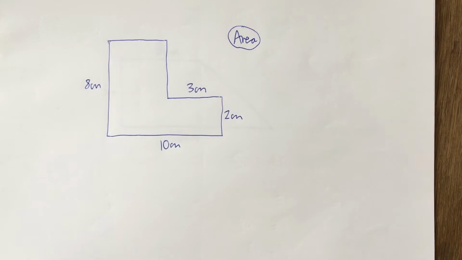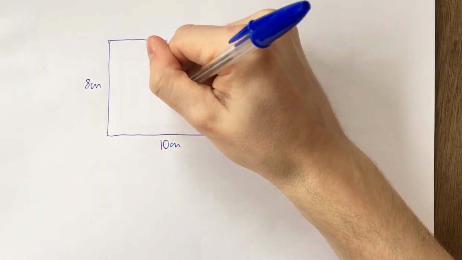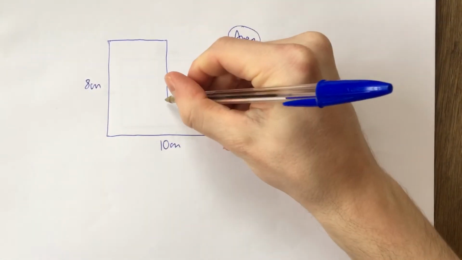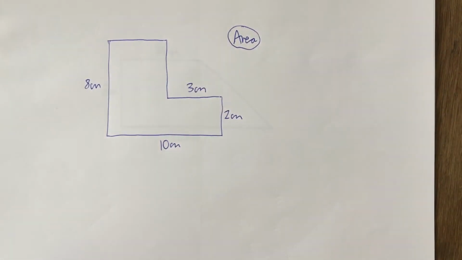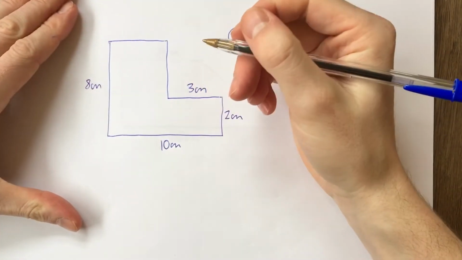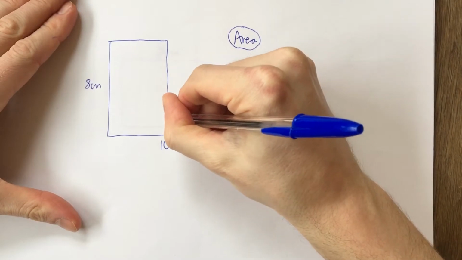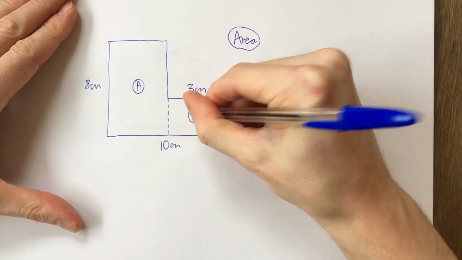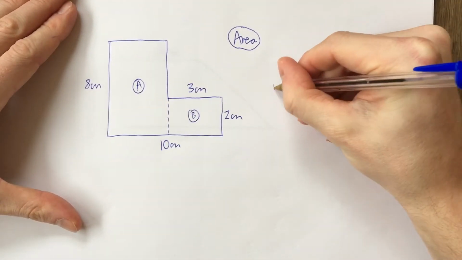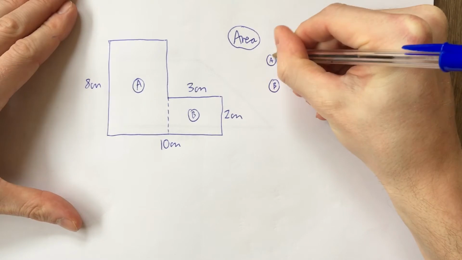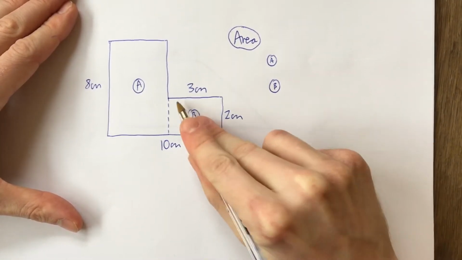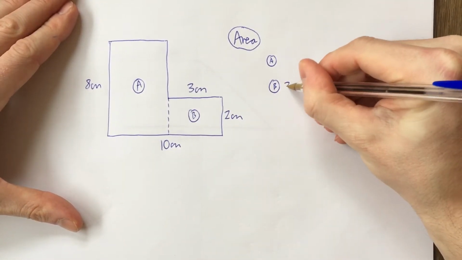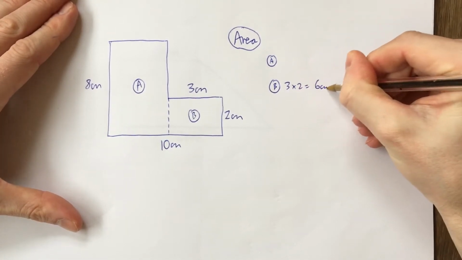Now, you can either split it up that way or this way. But whatever way you choose, the numbers that you use are the most important feature of this. So let's just say that I did split it up like that. Okay? I'd label that A and that B. The easiest one to work out so far is the area of my shape B, because that's just 3 times 2. So 3 times 2 equals 6 centimeters squared.